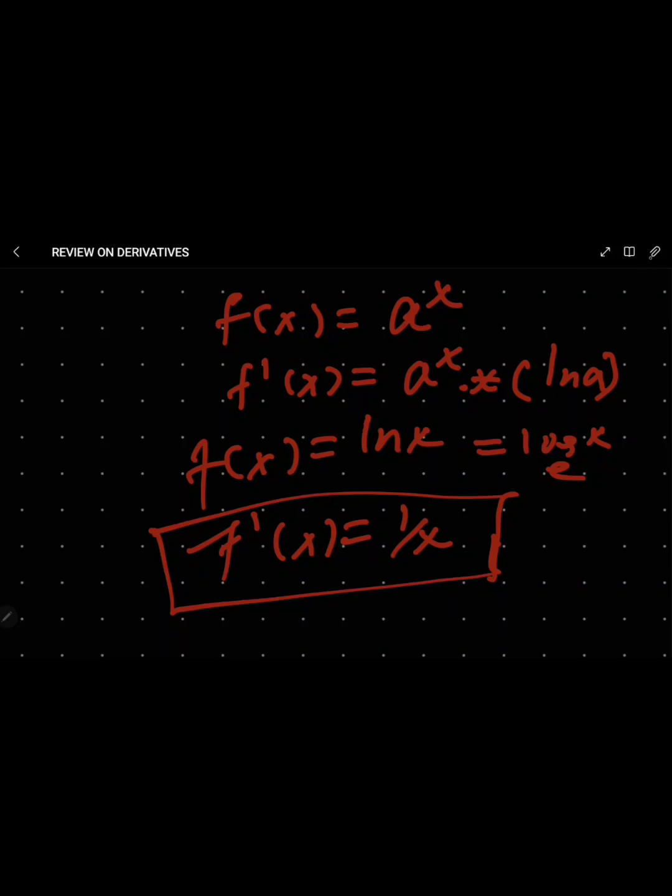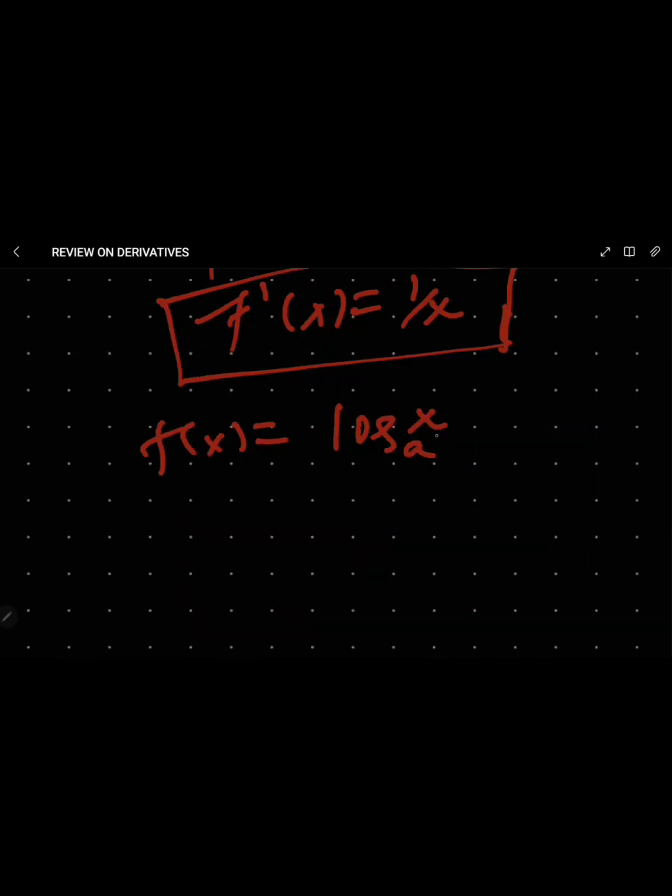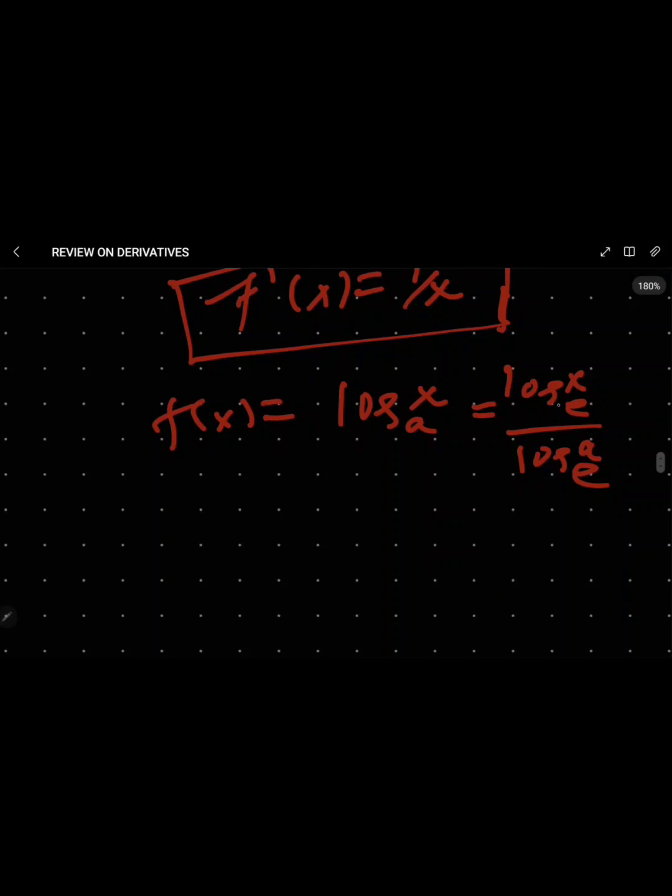So you can use the logarithm property to change the base. This is the same as logarithm of x to the base e over logarithm of a to the base e, the base change formula. But logarithm of x to the base e is called ln x. So f of x in the other way is ln x over ln a. This is how you write the function itself in the form of ln.